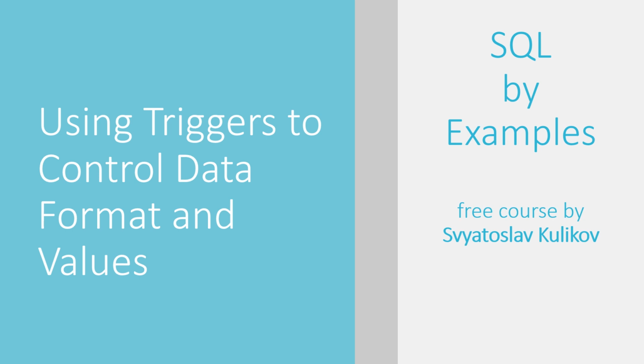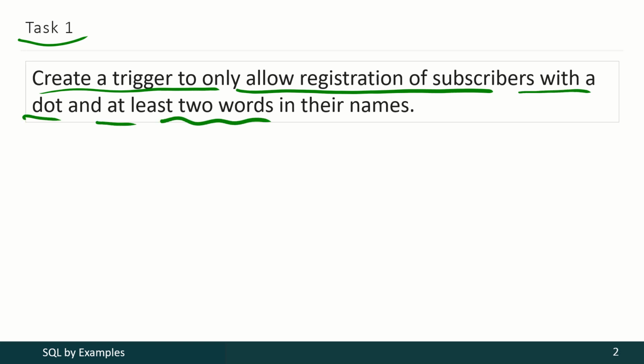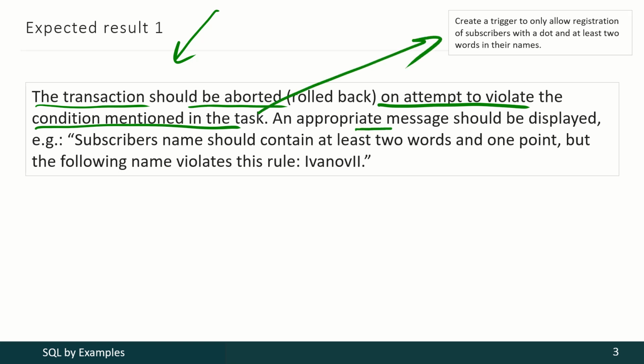In this video we shall discuss how to use triggers to control data format and values. In the first task we have to create a trigger to only allow registration of subscribers with a dot and at least 2 words in their names. The expected result is that the transaction should be aborted on attempt to violate the condition mentioned in the task. Also, a message that describes the situation should be displayed, and it may look like this.